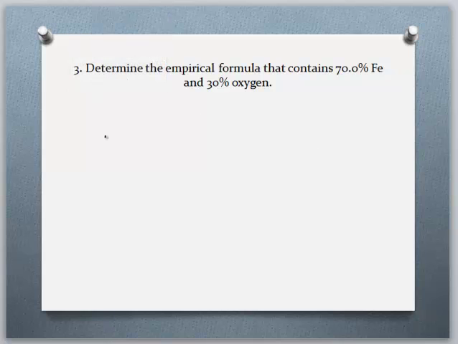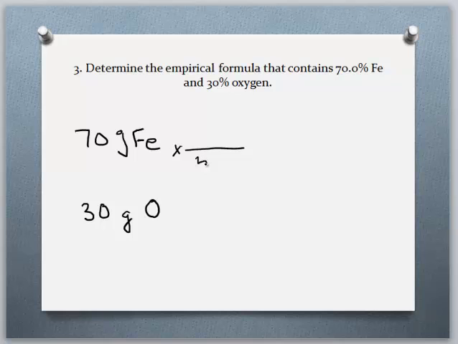Determine the empirical formula that is 70% iron. So again, I'm going to write my percentages as grams, and 30% oxygen. And again, write your percentages as grams. Let's convert to moles. 56 grams per mole, again, off the periodic table. Oxygen's molar mass, 16 grams per mole.